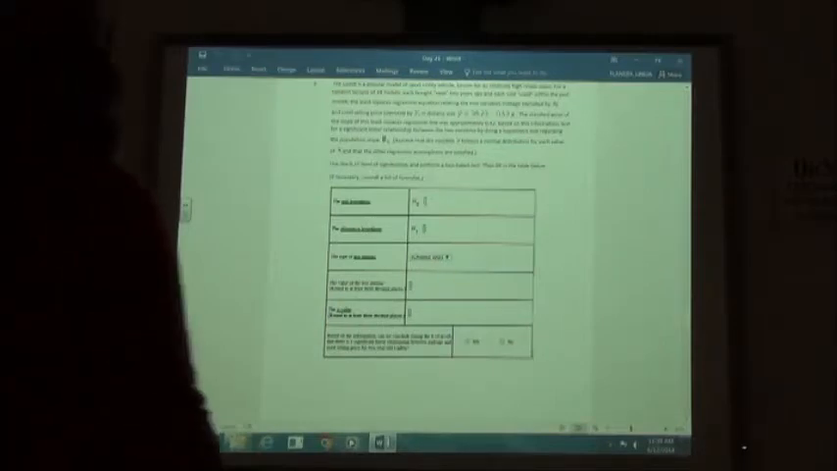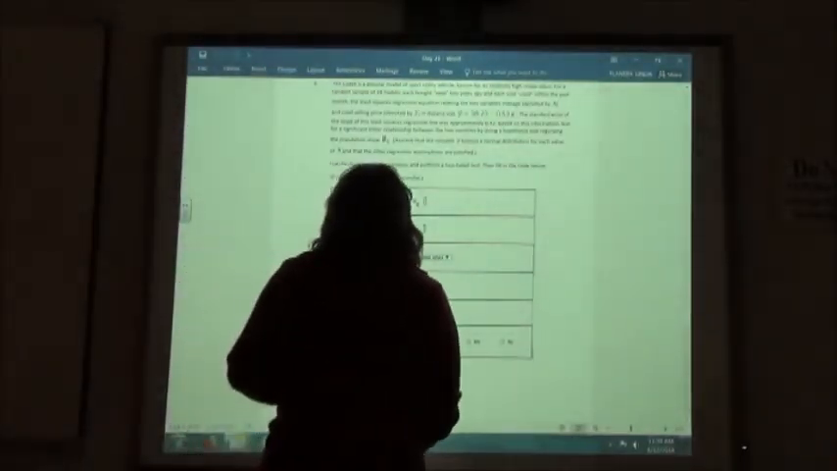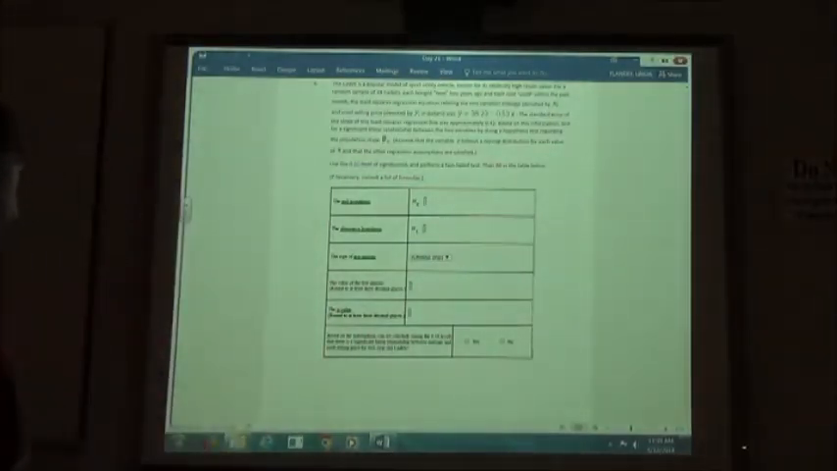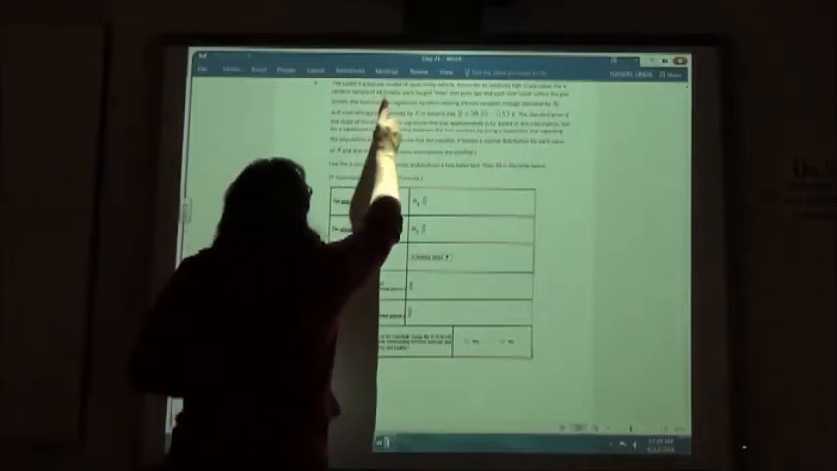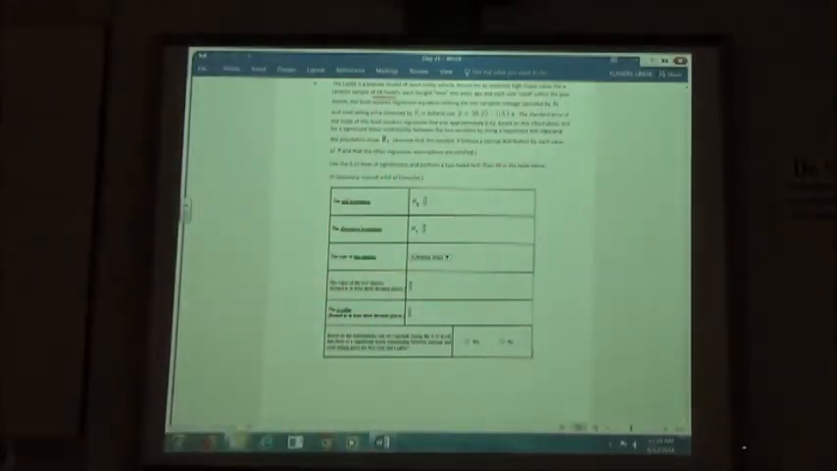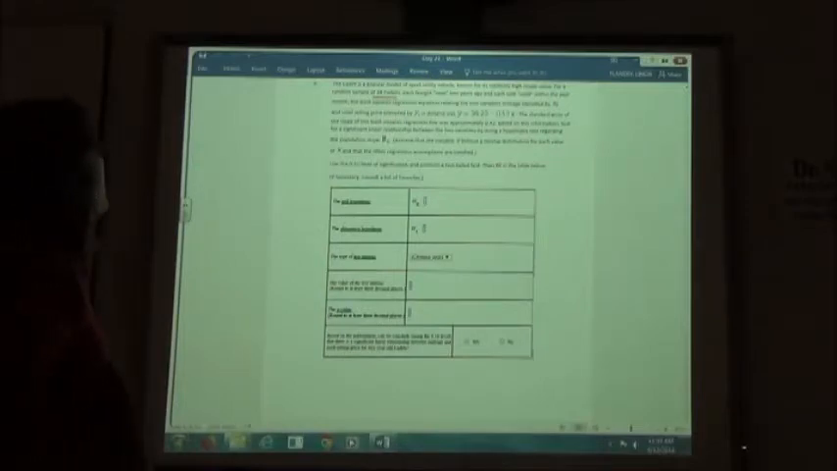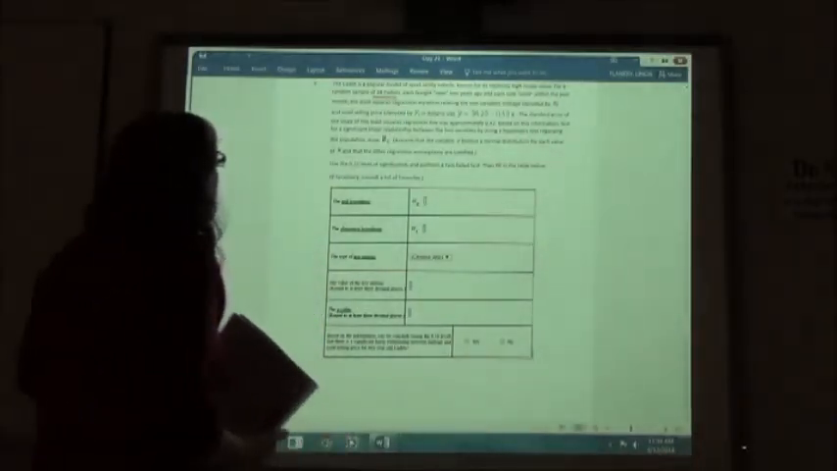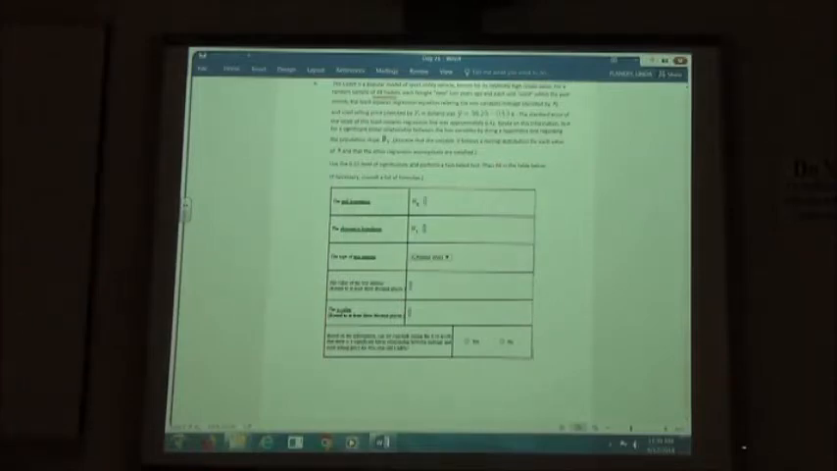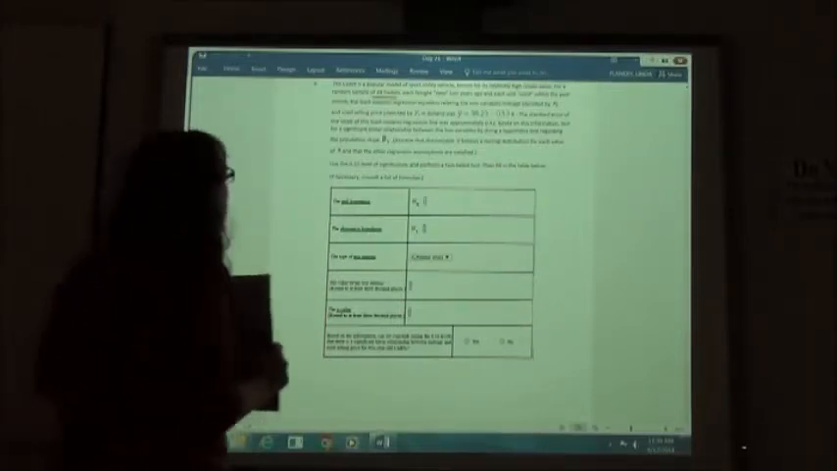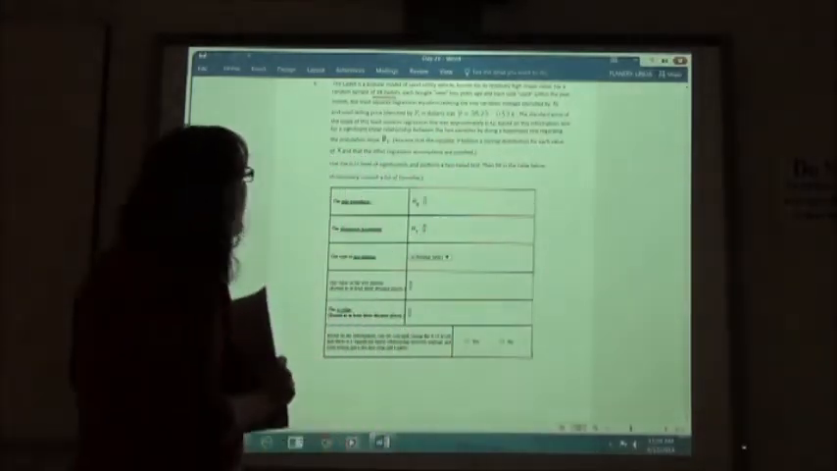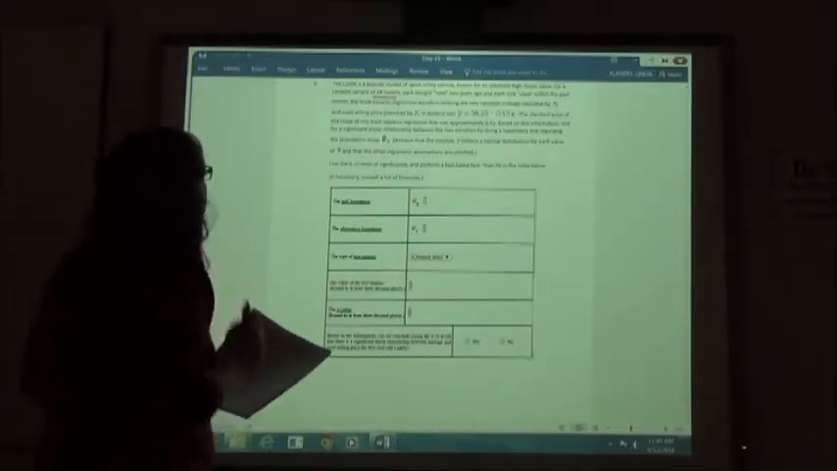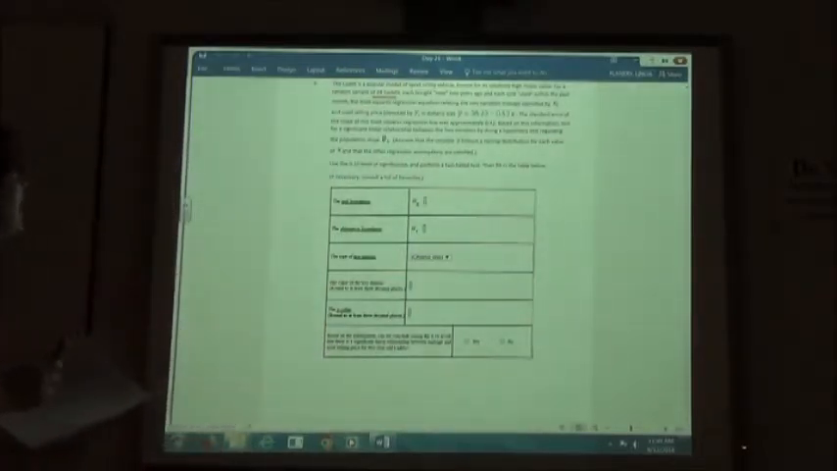All right, number 9. The Cadet is a popular model of sports utility vehicle known for its relatively high resale value. For a random sample of 28 cadets, each bought new 2 years ago and each sold used within the past month, the least squares regression equation relating the two variables, mileage denoted by X and the used selling price denoted by Y in dollars, was Y hat equals 38.28 minus 0.53X. The standard error of slope of this linear regression line was approximately 0.42.